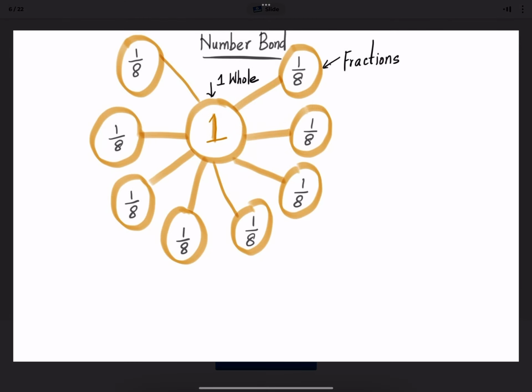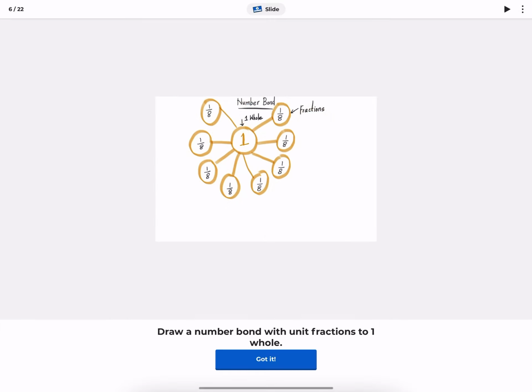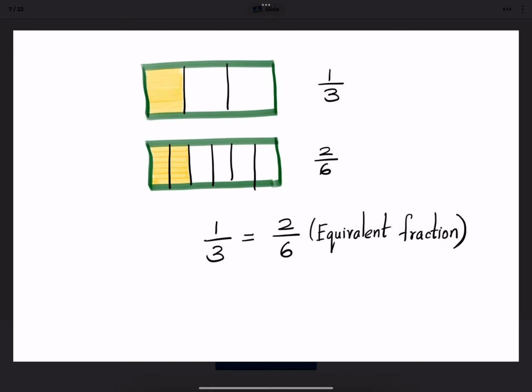Draw a number bond with unit fractions to one whole. Do you know how to compare fractions? The fraction 1/3 is equal to the fraction 2/6.